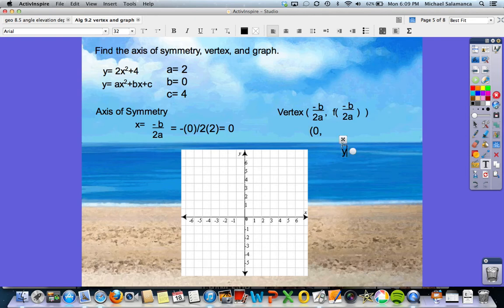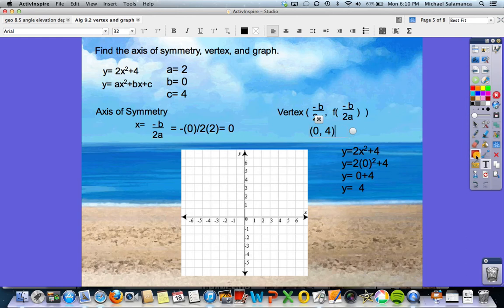So we start off with the original equation, y equals 2x squared plus 4. Y equals 2 times 0 squared plus 4. 0 squared is 0. 0 times 2 is 0. So 0 plus 4. Y equals 4. Now we have the vertex. So the vertex is 0, 4.